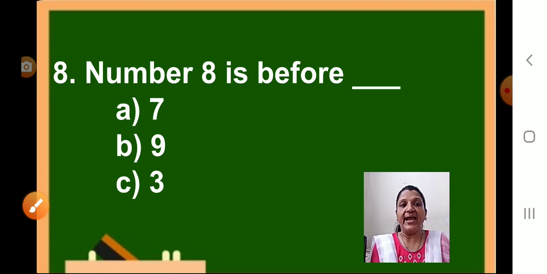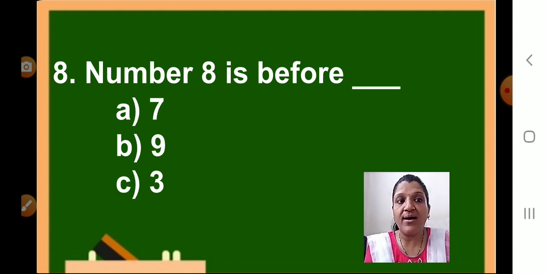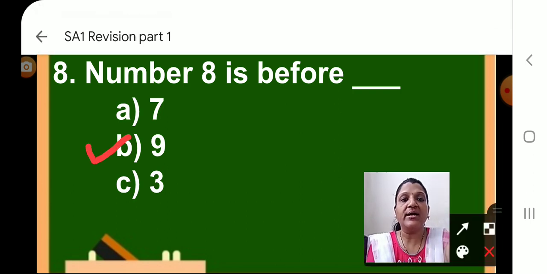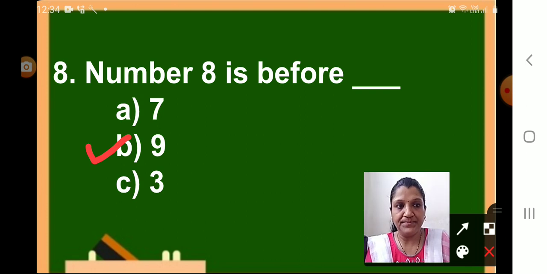Question number 8. Number 8 is before dash. Again, this is based on the positions. So, number 8 is before which number? Let's see the options. A, number 7, number 9, or number 3? Yes, number 8 is before number 9. So, select the correct option, number 9. Now, let's move to the next question.